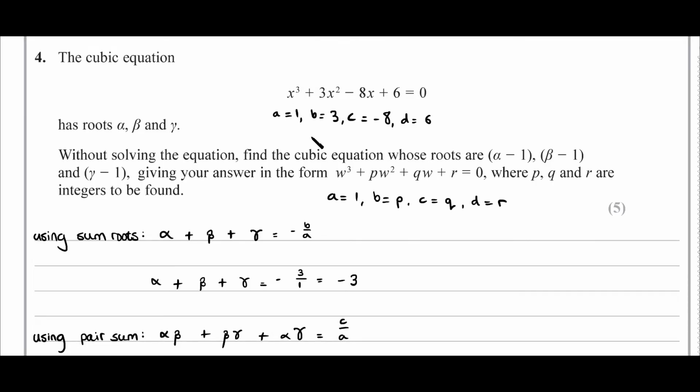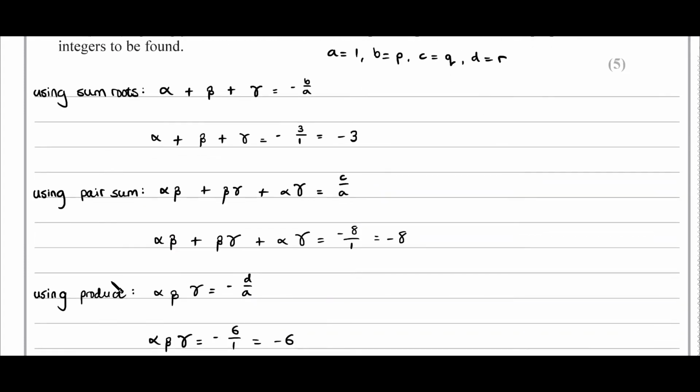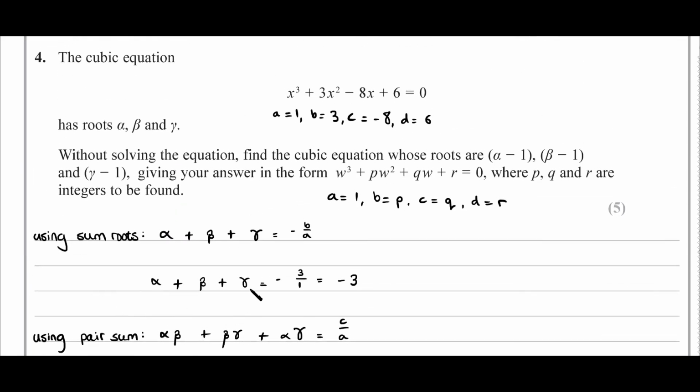And we know already, if we consider our cubic involving a w, that has roots alpha minus 1, beta minus 1, and gamma minus 1. So we can do the exact same thing as we did over here, but this time, instead of using alpha, beta, and gamma, we will be using alpha minus 1, beta minus 1, and gamma minus 1. I'll do this in a different colour for clarity.